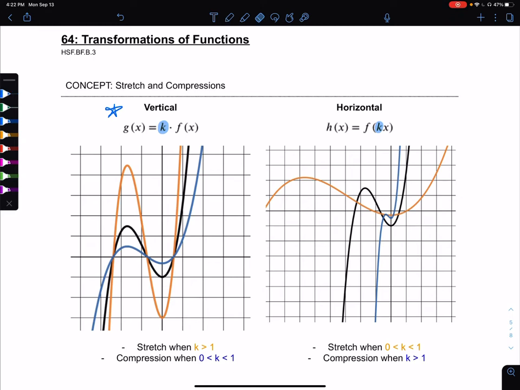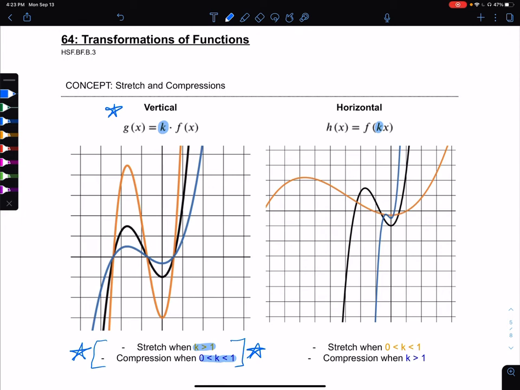But what we're looking at is, we want to focus again on this down here. It's a stretch when the K value is greater than 1, and it's going to be a compression when K is between 0 and 1. This is absolutely the key for this topic. K being greater than 1 is going to cause a stretch.